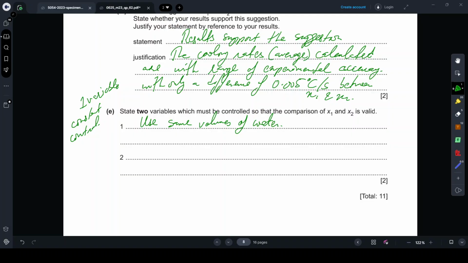Gotta keep the mass the same. Mass of what? The water. I mean, if you're keeping the volume the same, then the mass is obviously the same. Yeah. I don't know what else.